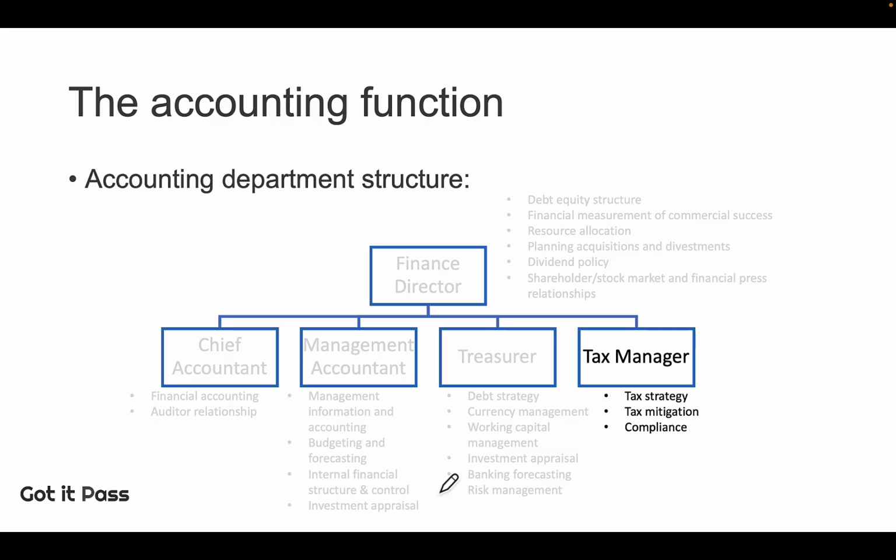The last function under the accounting department is taxation. It's headed by the tax manager. The tax manager needs to do the tax strategy or tax planning in order to minimize the tax. There should not be any tax avoidance or evasion, but the tax manager should use all possible tools and planning to mitigate the tax impact for the company. Apart from the tax planning and strategy, the tax manager needs to ensure all commercial activities within the company comply with the tax law.